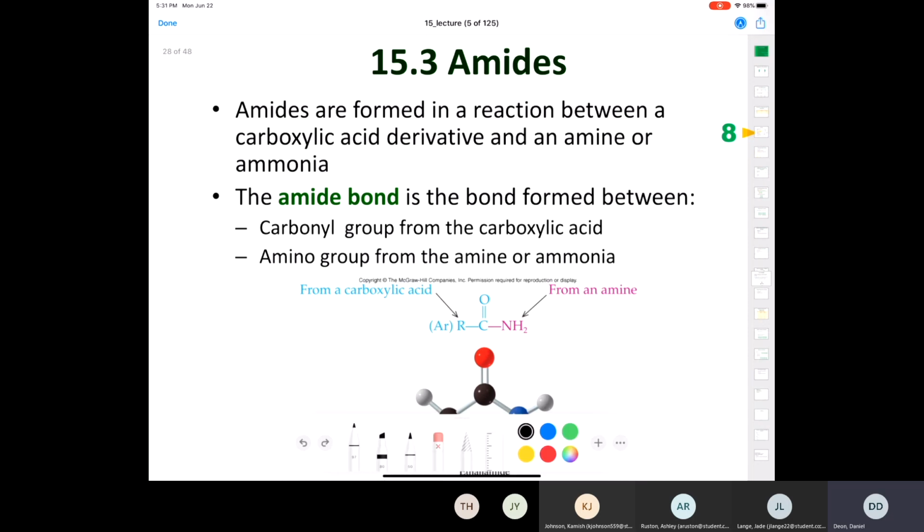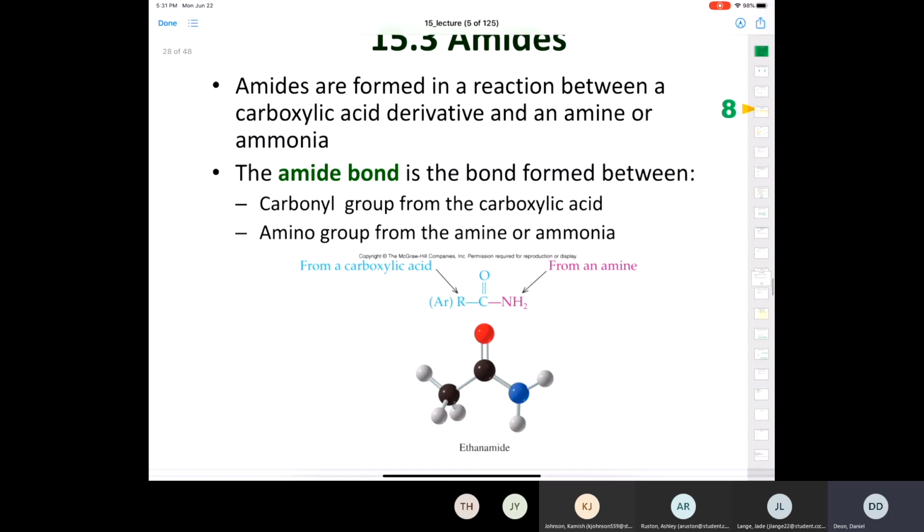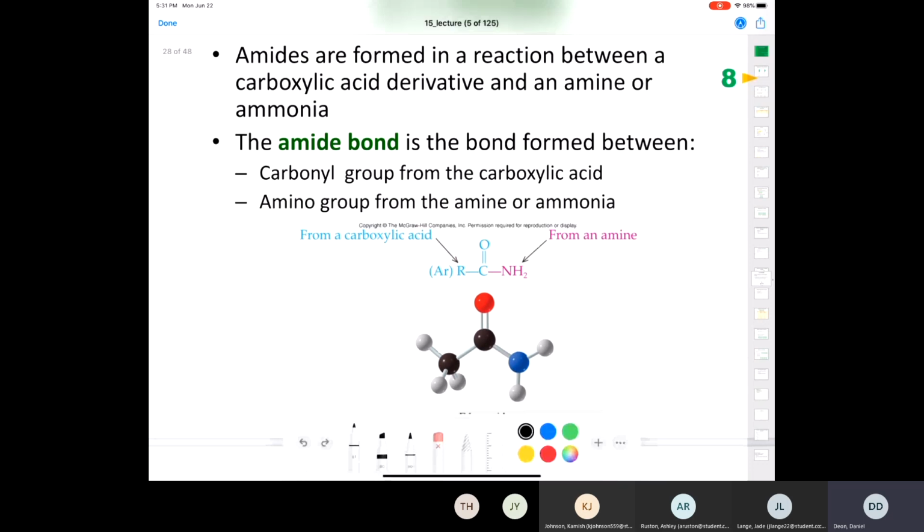We talked about amides earlier in the class when we discussed functional groups. You have to know the difference between an amine, which is something like this, a primary amine, and if we have a carbonyl adjacent to that NH2, then this is called an amide. Sometimes people pronounce it differently; if you're British, they say it another way. Anyhow, it says here, amides are formed in a reaction between a carboxylic acid derivative and an amine or ammonia.